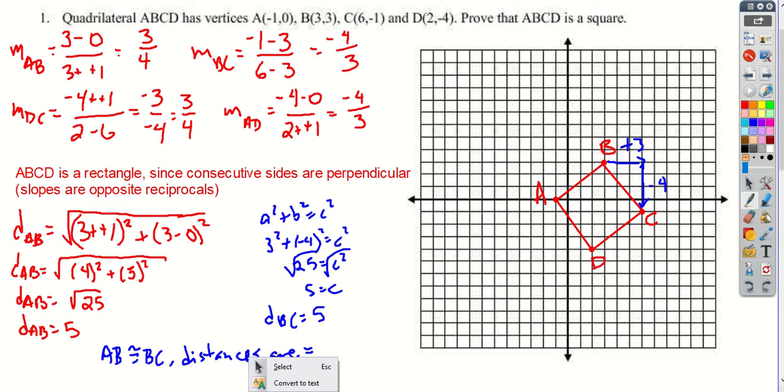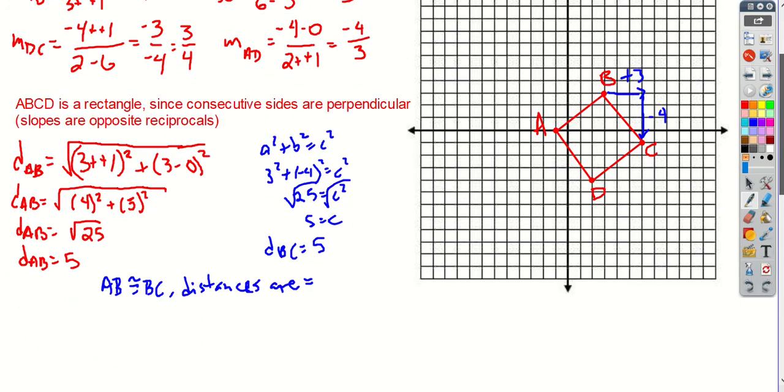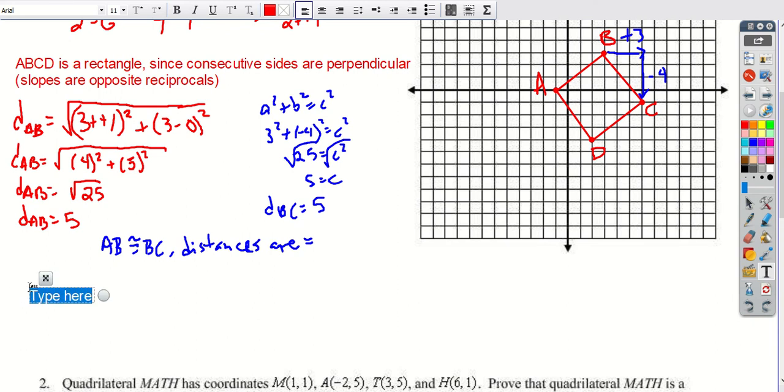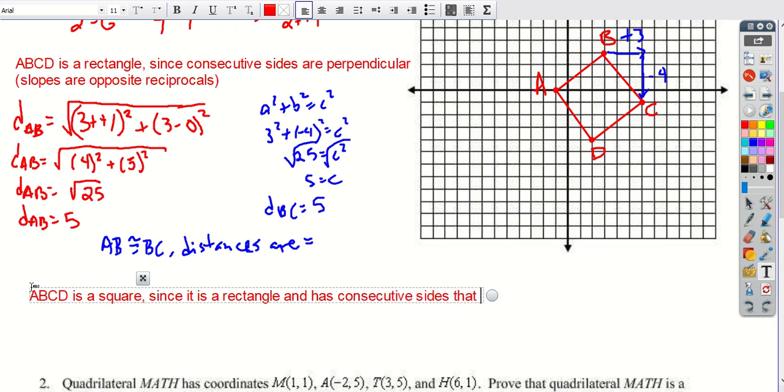All right, and then we're going to make our summary statement underneath. So we're going to say ABCD is a square since it is a rectangle. Remember, we already said it was a rectangle, and has consecutive or adjacent sides that are congruent.